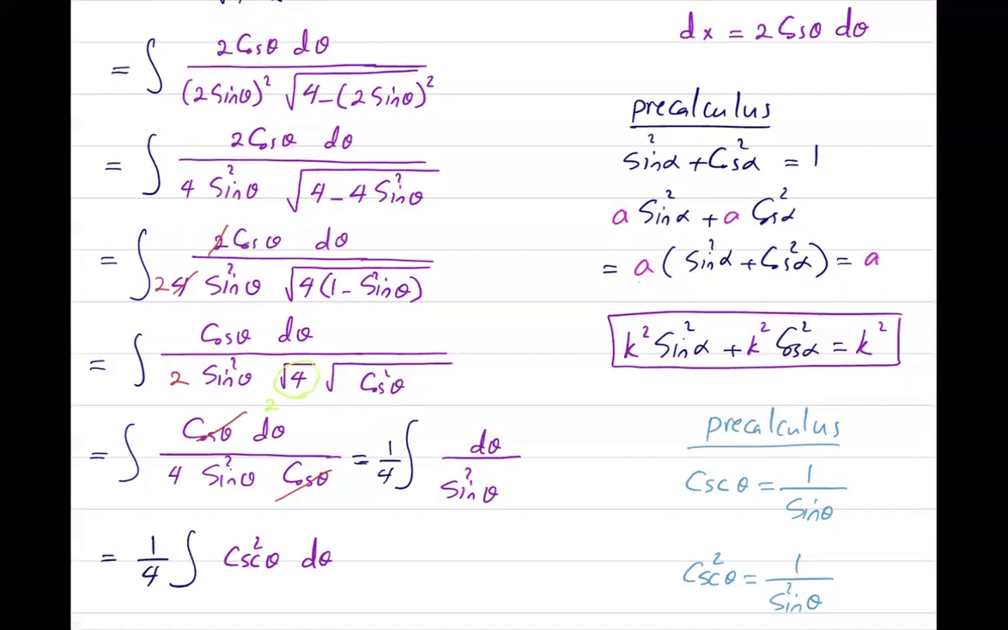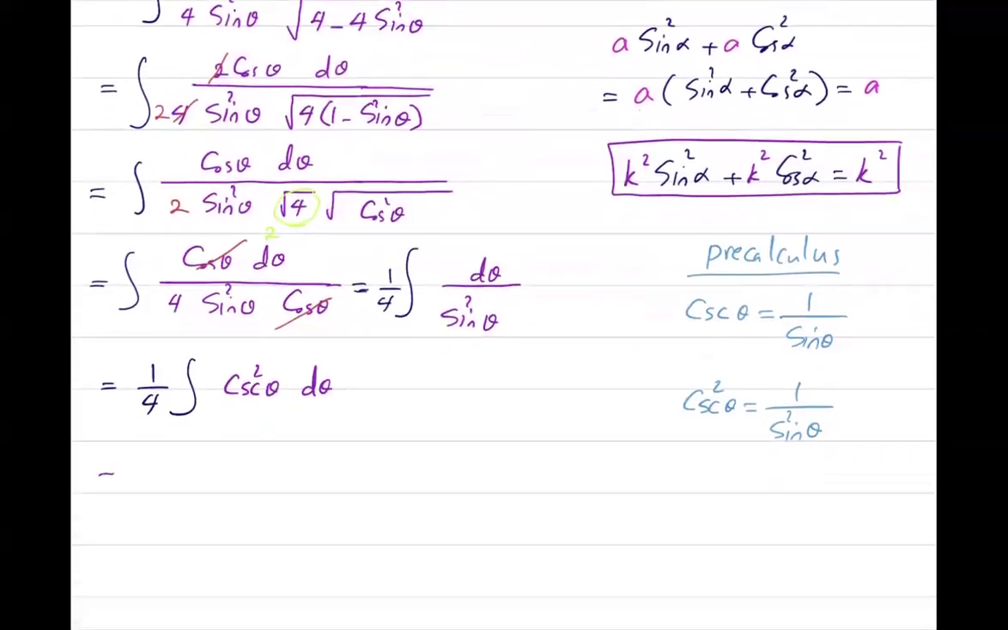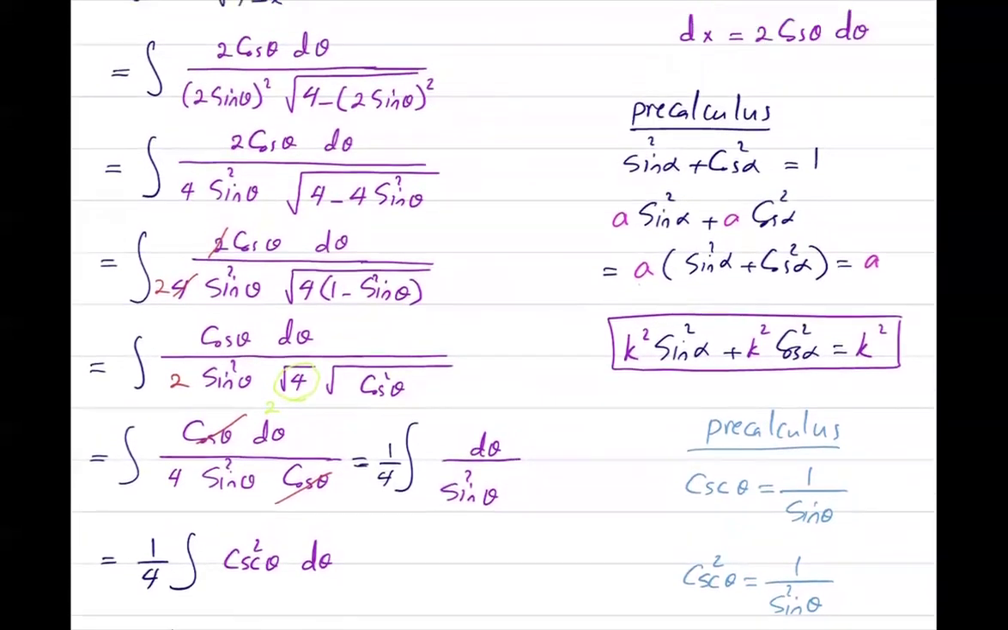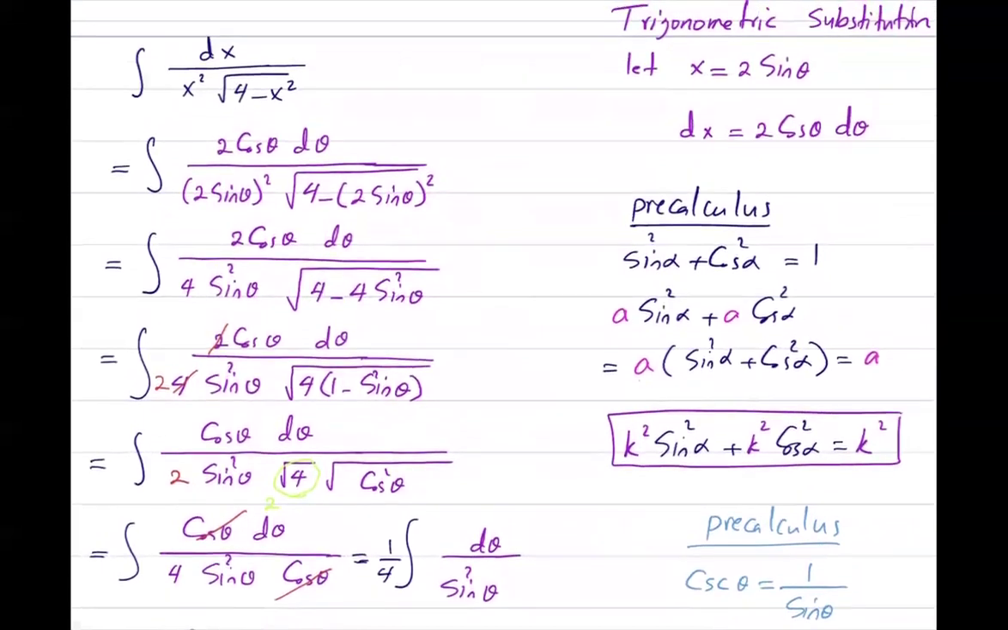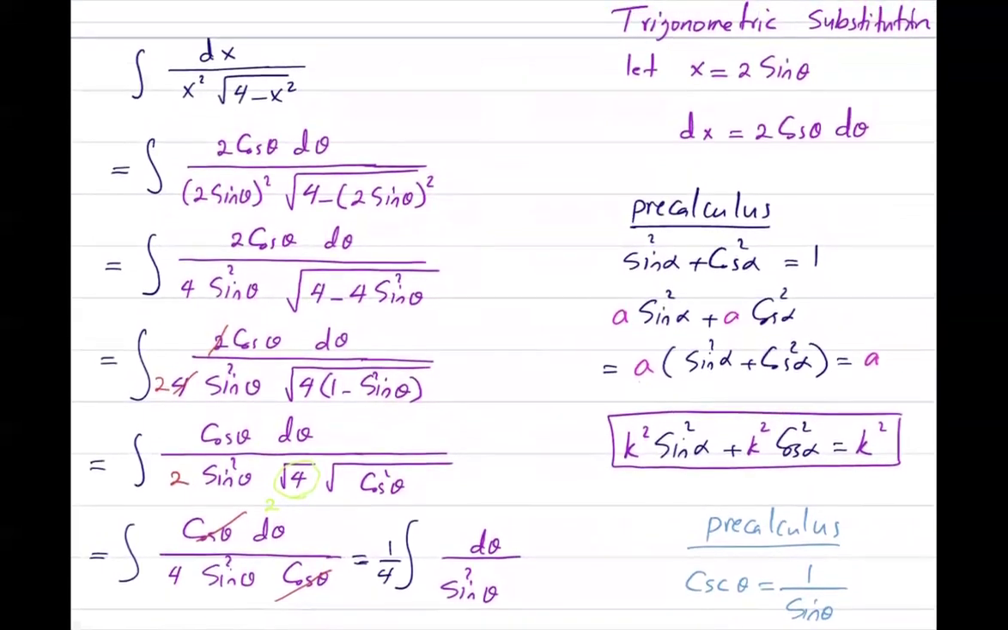This is basically negative cotangent theta. So you end up with negative 1/4 cotangent of theta plus constant of integration. But are we done yet? No, we're not done yet. Why? Because our original integral is in x. It is not in theta.